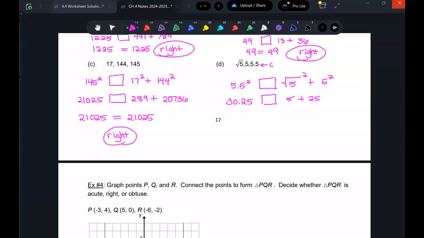So that would be 30.25. It's greater than. Wait, one of them is 5.5. Yeah, so 5.5 is the biggest one, so that's obtuse. So these are all the same. Just some of them I gave you a picture, some of them I didn't.